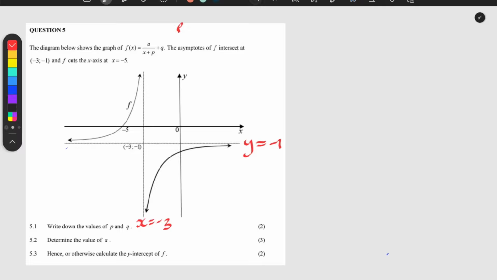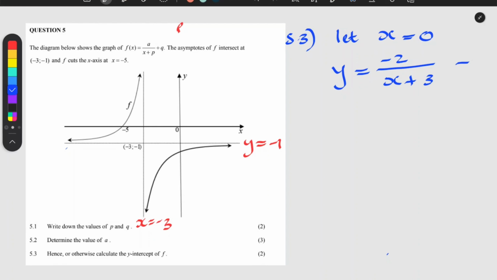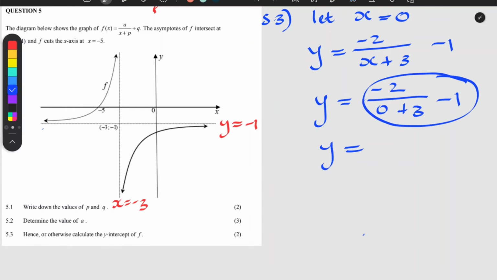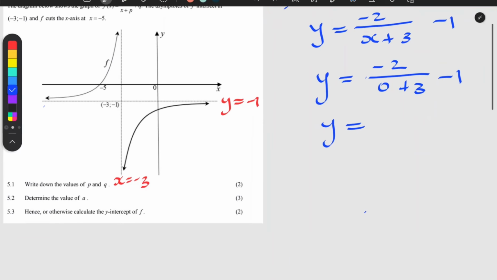Okay, 5.3 says, hence or otherwise calculate the y-intercept of f. So for the y-intercept, we let x be 0. So let's write our equation down. So this is now -2 over x plus 3, and then -1. That's the equation. And now we're going to make this x 0. So y is equal to -2 over 0 plus 3, minus 1. You can put all of that in your calculator, and you should get your y value to be -5 over 2. So my y-intercept is (0; -5/2).